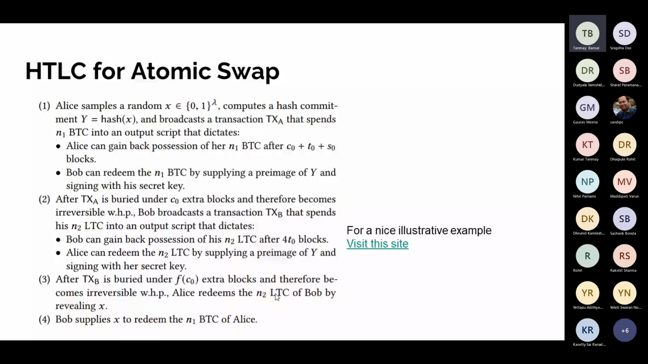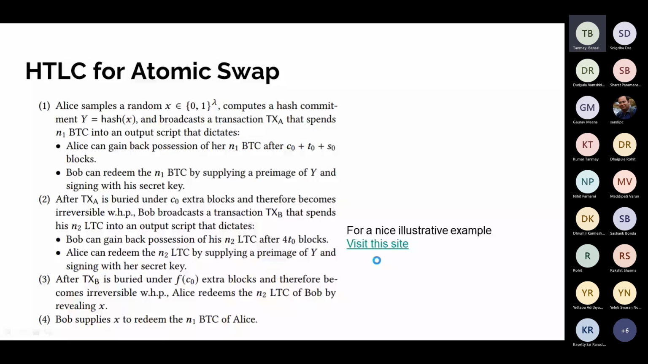So both the parties now can actually take back the money from the other side. That is, LTC now goes to Alice, N2 LTC, and Bob gets this N1 BTC. So it is all dependent on that secret X that was created by Alice. The rest of the transactions were created using its hash, but for redeeming it, the original value X was required.